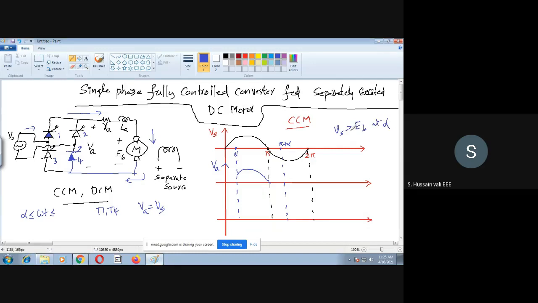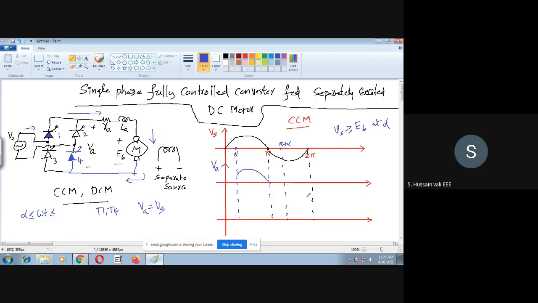Why is it so? If it is not greater than or equal to EB, then the thyristors T1 T4 will not conduct, because they will still be reverse biased if the voltage EB is more than Vs at alpha. So you choose the value of alpha in such a way that at that instant the supply voltage is greater than or equal to EB, then only the thyristors will conduct. Okay, so this statement I told you already, even in the case of the semi converter. So we'll take that assumption only.